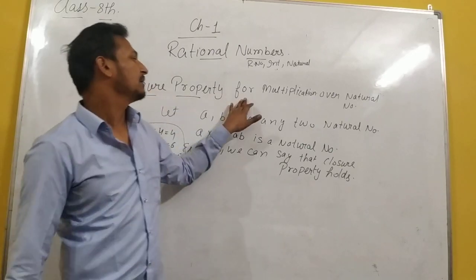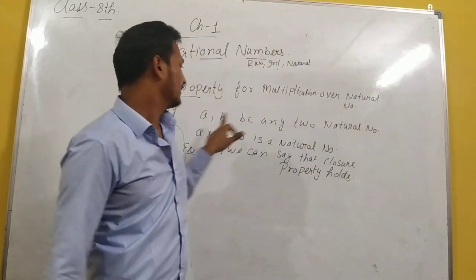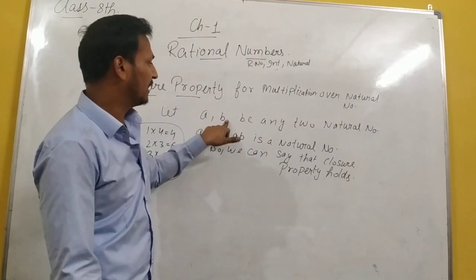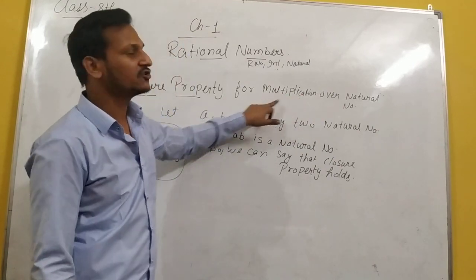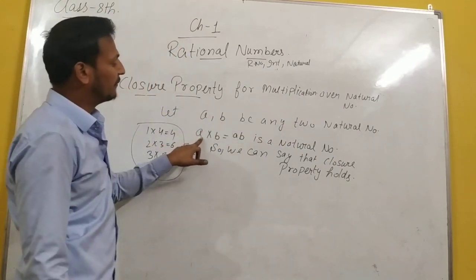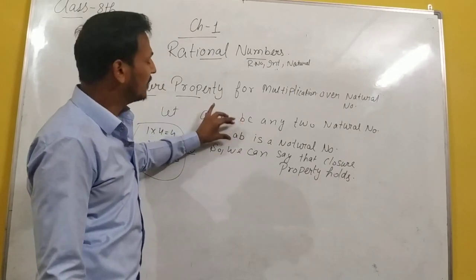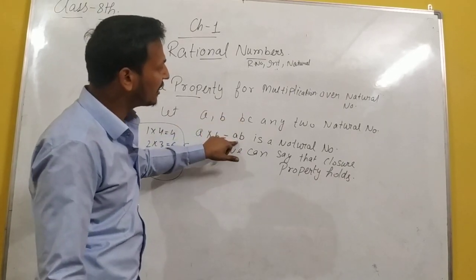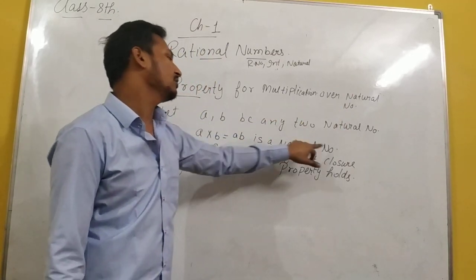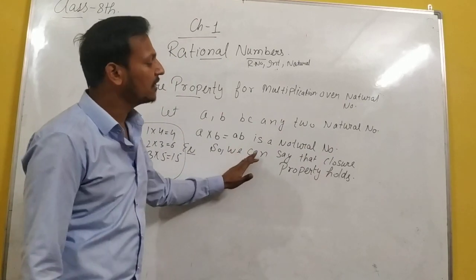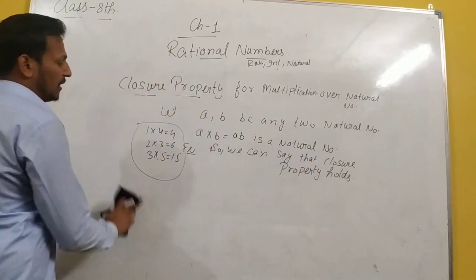Closure property for multiplication. First thing, we have to take any two natural numbers, a and b. Next step, we do their multiplication, a multiplied by b, a·b. Now we have to check: will the multiplication of two numbers again be a natural number or not? Yes, a·b will be a natural number. So we can say that the closure property holds for natural numbers over multiplication.